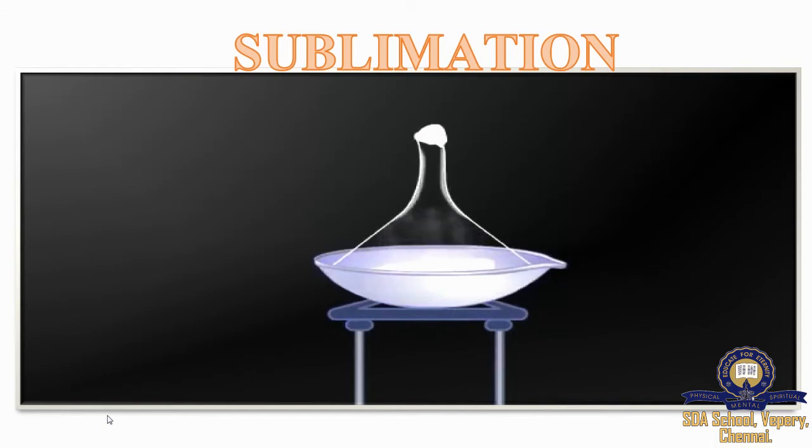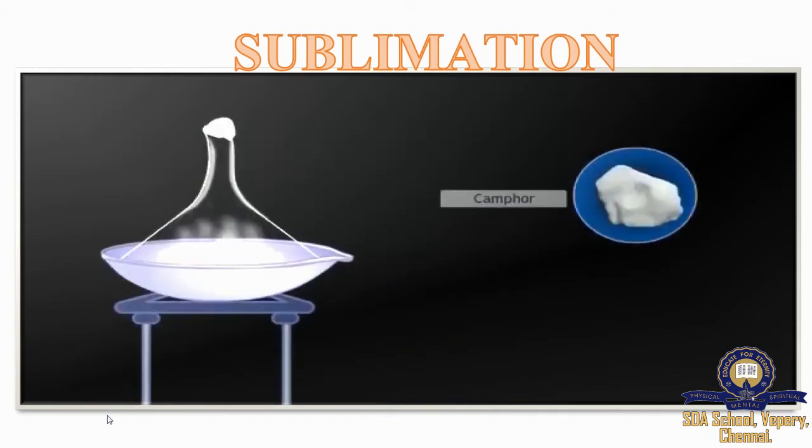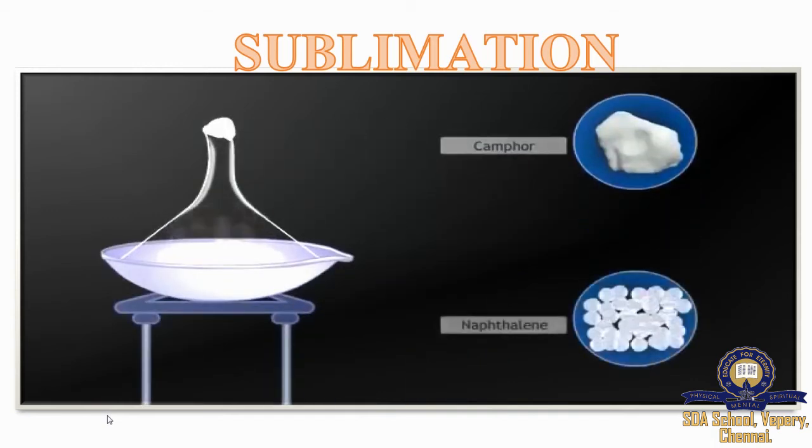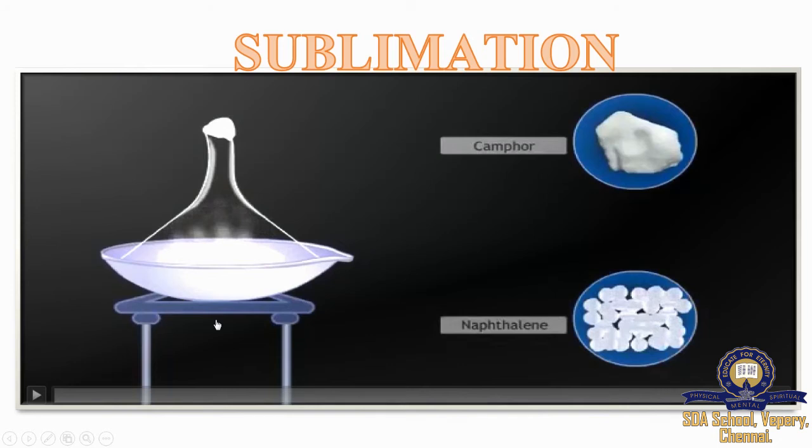You will see a fine white powdery deposit on the sides of the funnel. This is solidified ammonium chloride. Solids like camphor, naphthalene, and anthracene are examples of solids that sublimate. Yes. So here the ammonium chloride gets vaporized and it stays in this funnel. When it gets cooled down, we can take this solidified ammonium chloride.